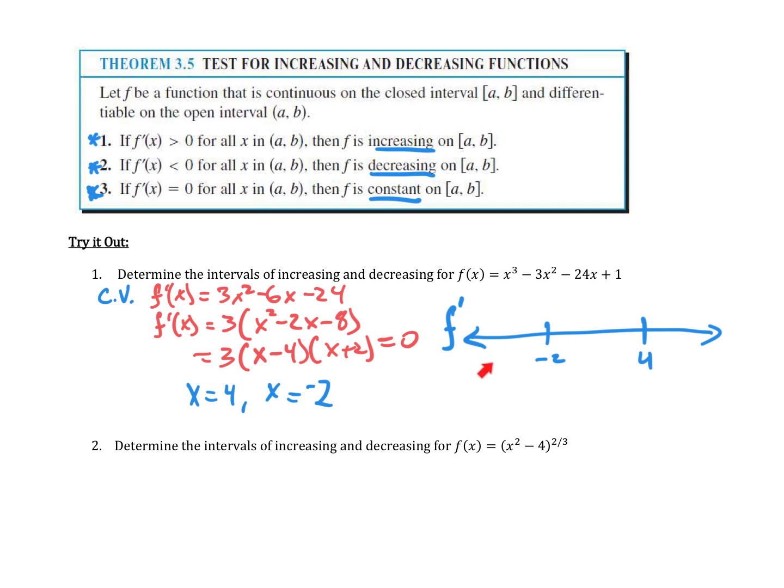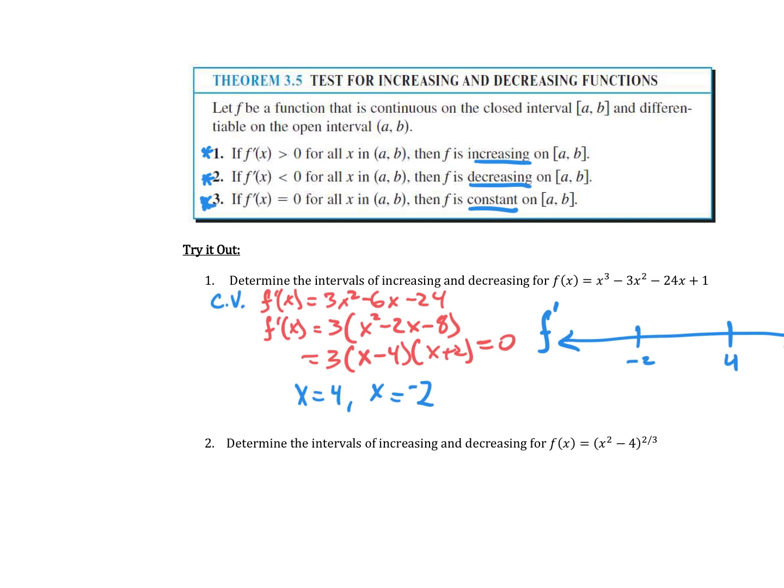And now we're going to test some points. We're going to pick a number in each interval, plug it in, and see if the derivative is positive, negative, or 0. Well, we know it won't be 0. We already found the zeros. So we're going for positive or negative. Let's plug in something from this side like negative 3. Now if you plug in negative 3 here, let's make a little table.